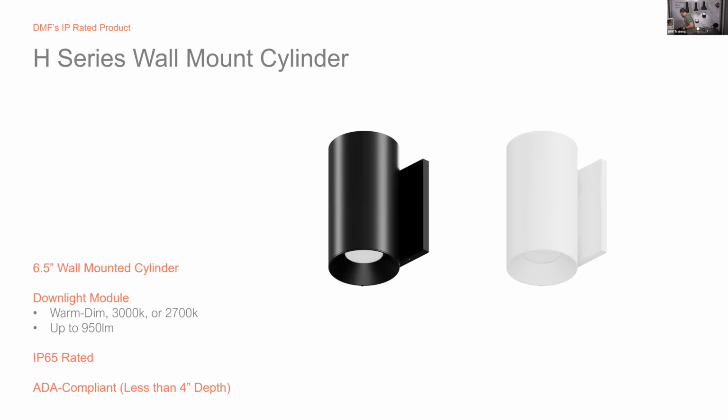Another cylinder option that we do have is really more in our essentials line, or a much more affordable line, the H series wall mount cylinder. It's a little bit more simple in terms of the configuration. We have the H series module, which is up to 950 lumens, with 3 different CCTs: 2700, 3000, and warm dim. We have one cylinder size, a 6.5-inch length with a downlight option. And the same wider mounting bracket.